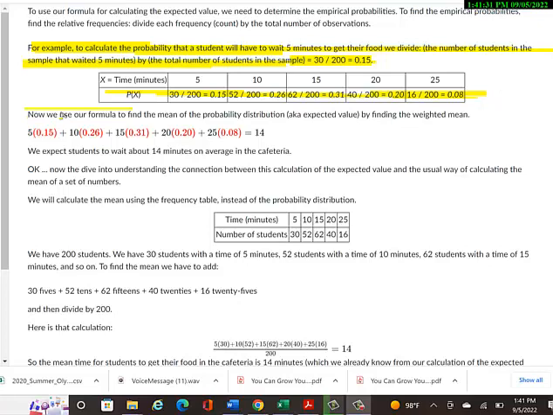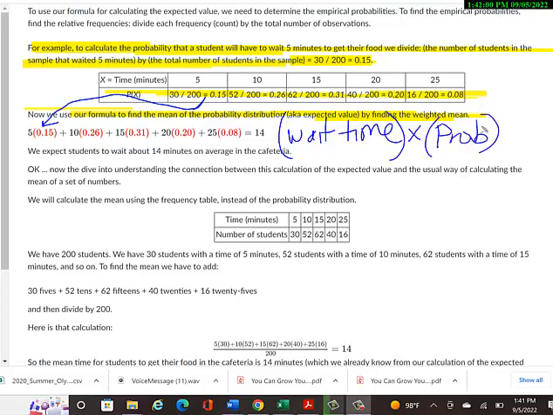Now we use our formula to find the mean of the probability distribution, aka the expected value, by finding the weighted mean. So we're multiplying all those numbers from that table, which are just the number of people that had to wait that long, divided by the number of students total, multiplied by the wait time. So it's wait time multiplied by the probability for each one. And so we're adding all those together, the sum of all those.